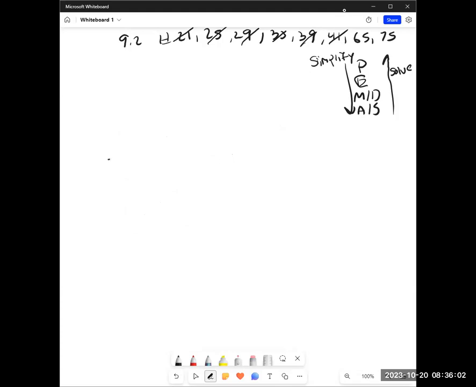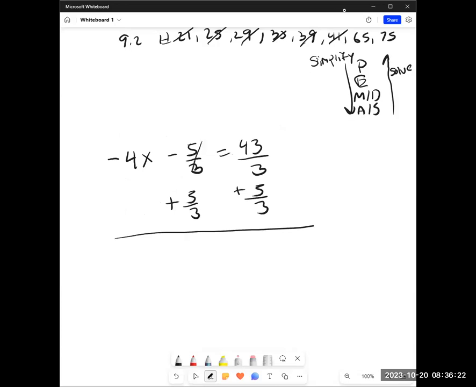And for our next equation here, we have negative 4x minus 5 over 3 is equal to 43 over 3. So we're going to add 5 over 3 to both sides of the equation, leaving us with negative 4x on the left and 48 over 3 on the right. We need to try and reduce that fraction.